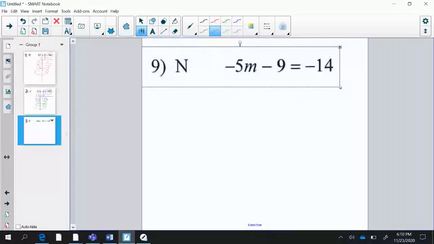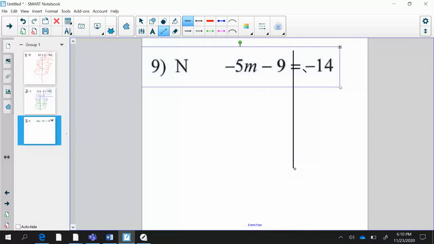Okay, let's take on our last one. And again, I like putting that line down the middle. Helps me to separate that it's a balanced, kind of like a balanced scale. That whatever you do to one side, you have to do the other.